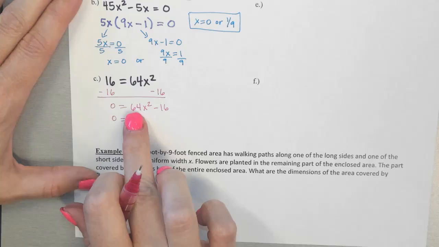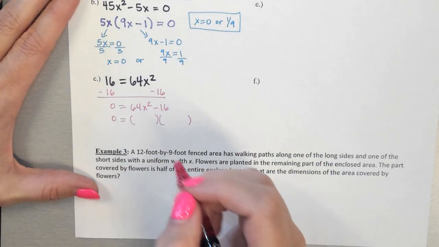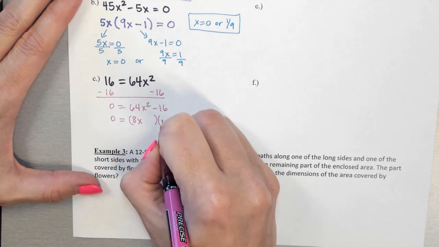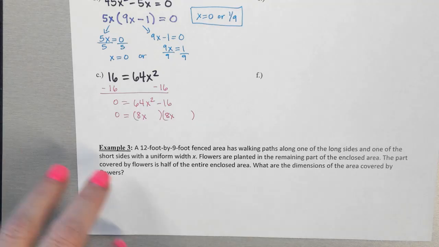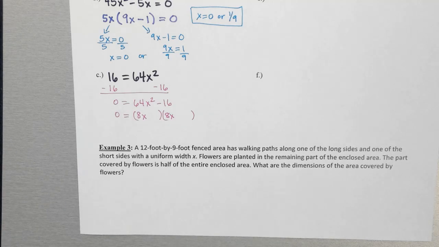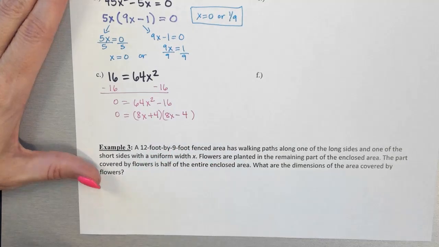And then we should notice 64 and 16 are both perfect squares. So this is going to be the difference of two squares. So to multiply to 64x squared, okay, you could try to get your 8x and your 8x. Okay, let's see if this works. Plus 4 minus 4.